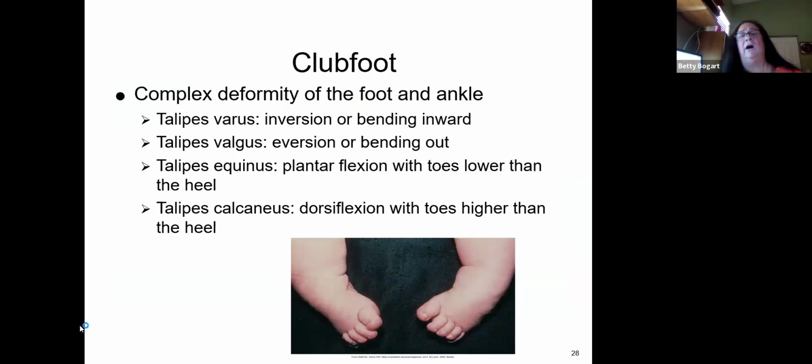I've mentioned it already regarding neonates and club feet. So they're born with this. Now, there are 4 different types. You don't need to know what they are.